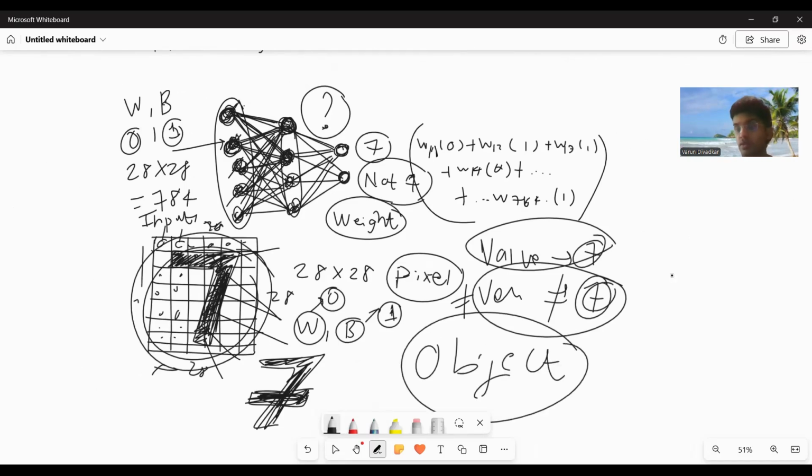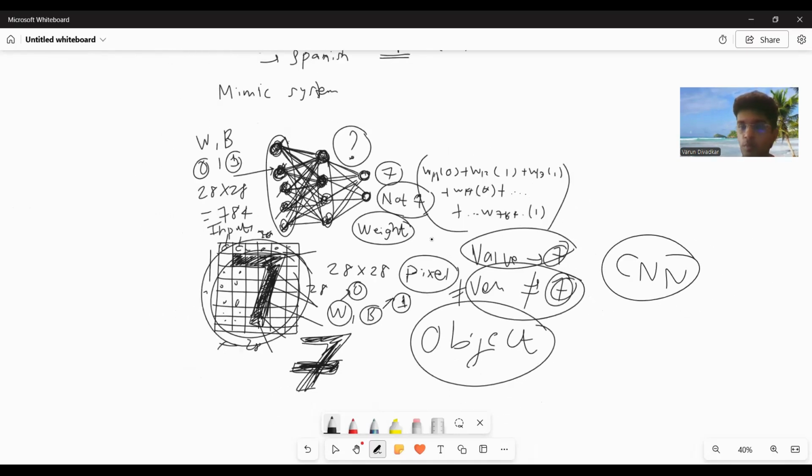We have certain variants of neural networks for that, like convolutional neural networks, and we will come to that later. But this is just to illustrate the concept of a neural network. I hope this is clear. Yeah. So I hope this was useful.